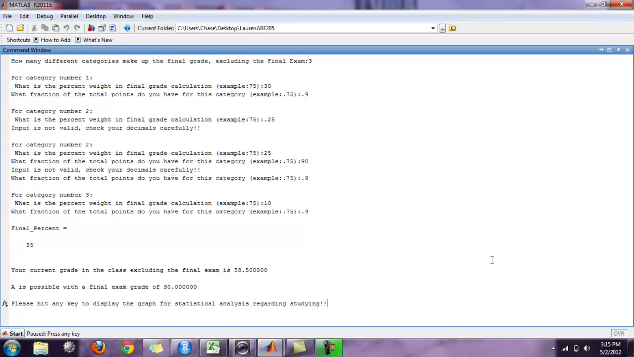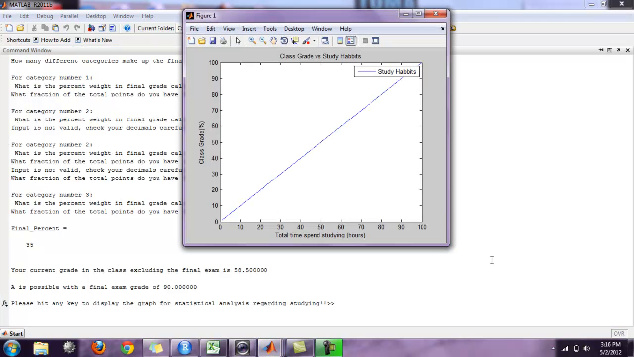A in the class. So the last part of the program is to hit any key to display a graph for statistical analysis regarding studying. I like to hit enter, and this shows you that on the x-axis we have plotted total time spent studying in hours, and on the y-axis we have plotted the class grade in percents. And it's kind of just a basic line showing that as you spend more time studying, you're going to get a higher grade in the class.